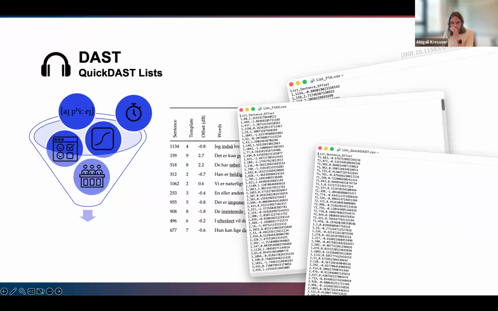So QuickDAST is designed to fit more easily into routine clinical workflows, screening contexts, or studies where speech and noise performance is one of several outcome measures. Importantly, although the lists are shorter, they are still data-driven and psychometrically validated, allowing clinicians and researchers to balance efficiency and reliability, rather than having to choose one over the other.